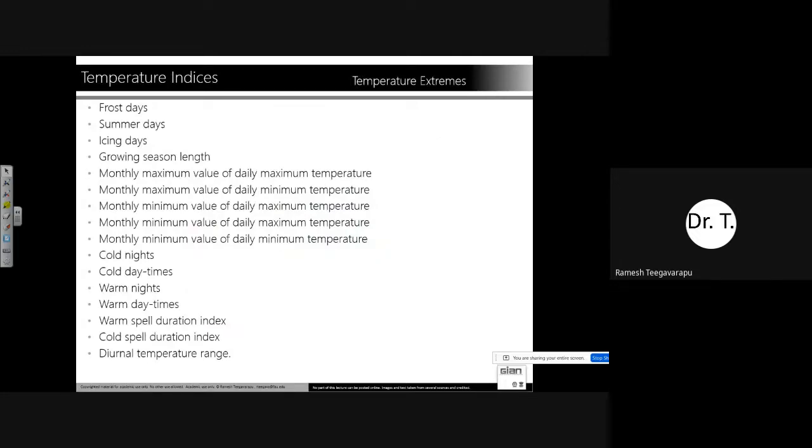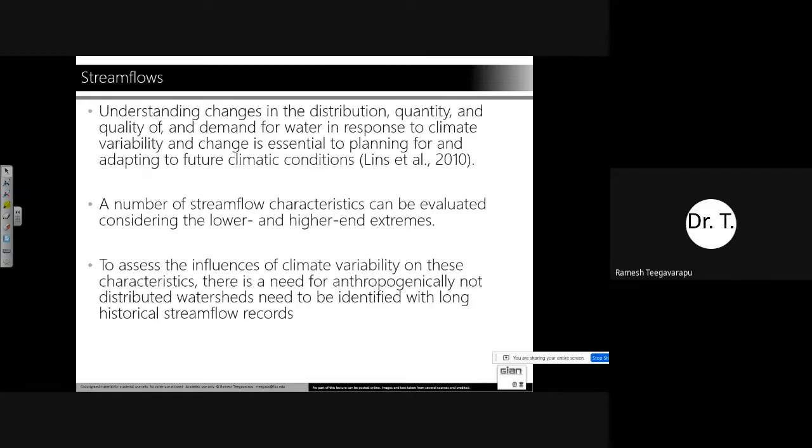There are also indices for temperature: frost days, summer days, icing days, growing season length, maximum daily temperature, and so on. All this minimum, maximum, maximum of minimum, minimum of maximum, and so on. And the cold nights defined by a temperature, cold daytimes, warm nights, warm spell index, and all these things. So these are all given by WMO. Anybody who is interested in evaluating temperature indices and changes because of climate variability can look at them.